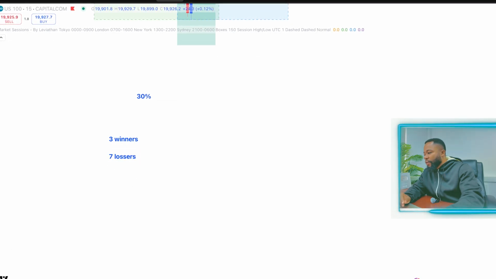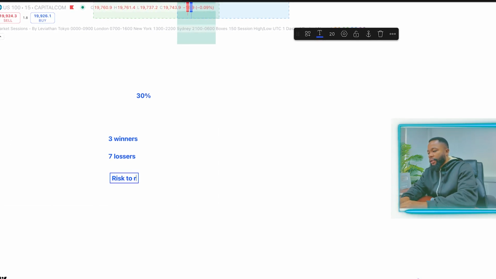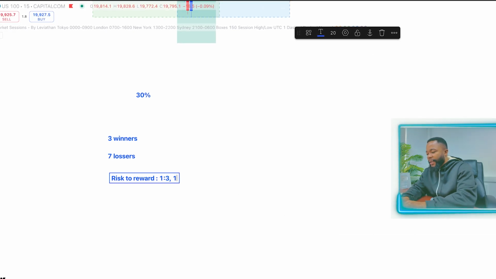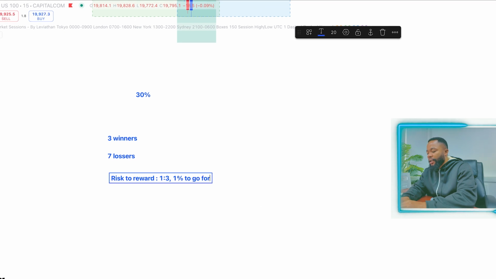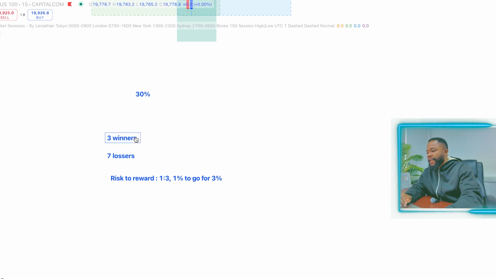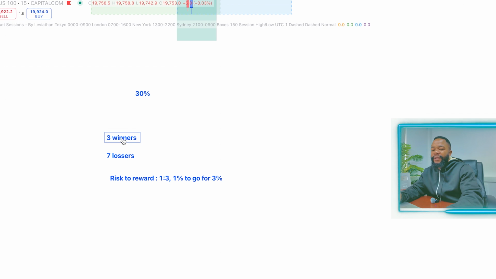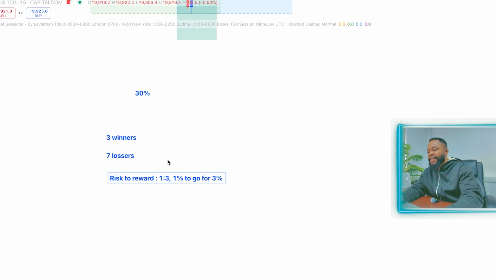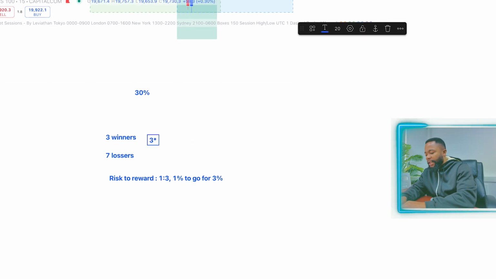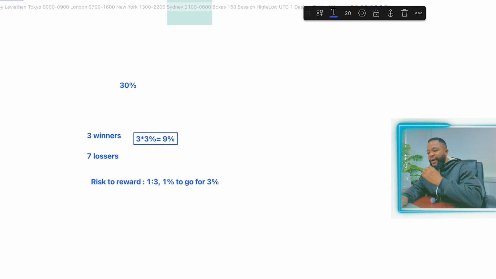Good. Risk to reward. Let's continue. I want us to do the math together. Risk to reward is 1:3, meaning we are risking 1% to go for 3% of our account. That's it. Now let's calculate the winners. Since we are risking 1% to go for 3% of our account, we have 3 winners, so it's going to be 3 times 3%. Each winner is 3%. So it's going to be a total of 9% of our account, right?